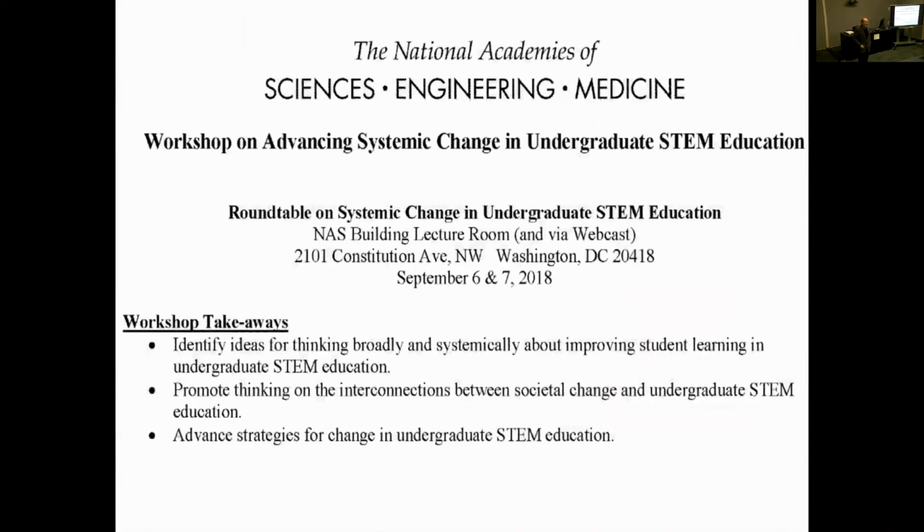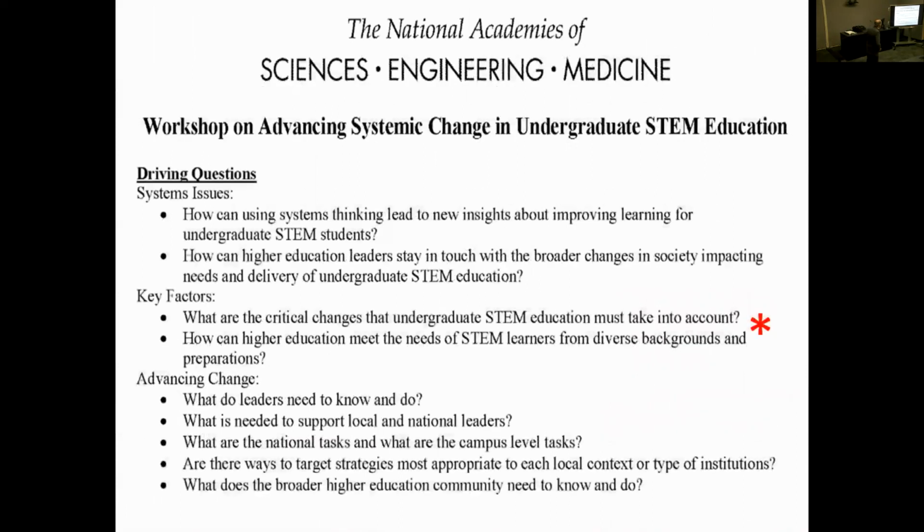So this was one of the monographs from the National Academies on advancing systemic change in undergraduate and STEM education. And there were several workshop takeaways: thinking broadly about STEM education, interconnections between societal change and STEM education, and how do you strategize for changing undergraduate STEM education. So these are enormous topics. And I can't possibly go into everything here, but there are 2 key factors, and I have a red asterisk there. One of the key factors says, what are the critical changes that undergraduate STEM education must take into account? And how can higher education meet the needs of STEM learners from diverse backgrounds and preparations?